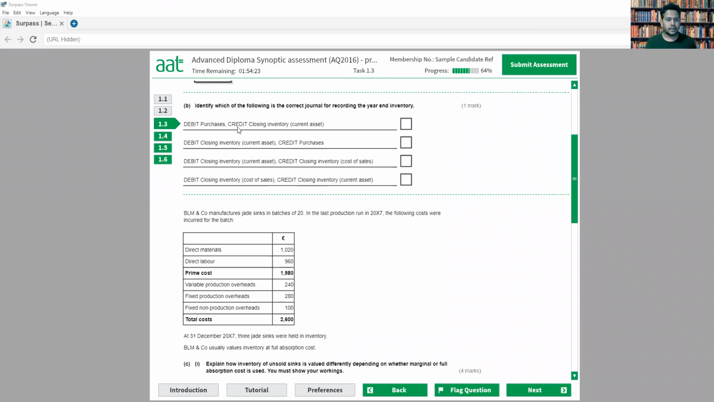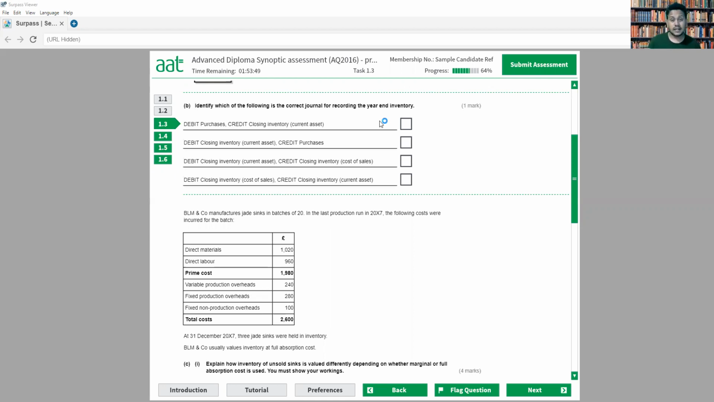The next one says: identify which one of the following is the correct journal to record the closing inventory. So remember, the closing inventory is a debit and the closing inventory is also a credit. Why? Because when we treat the closing inventory on the profit and loss account, we say opening inventory plus purchases less closing inventory. As we deduct or take away from the cost of sales, we call it minus from there. So less means it is a credit on the profit and loss account.